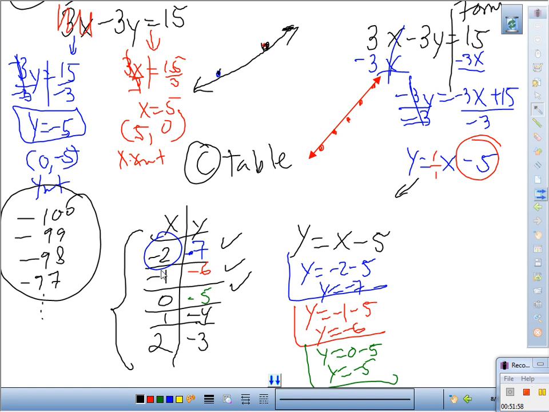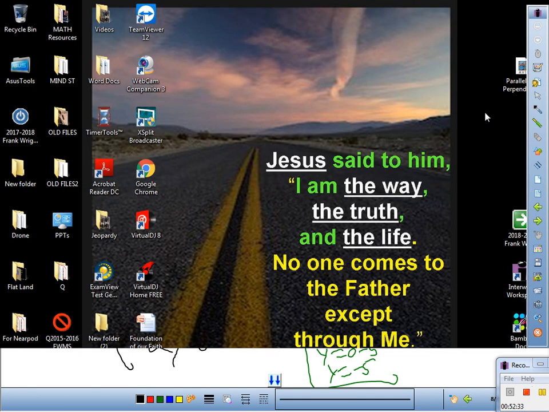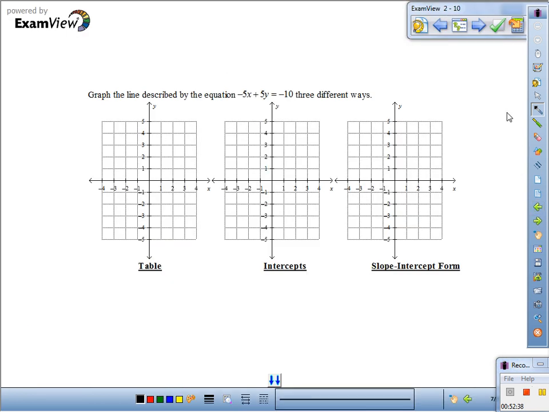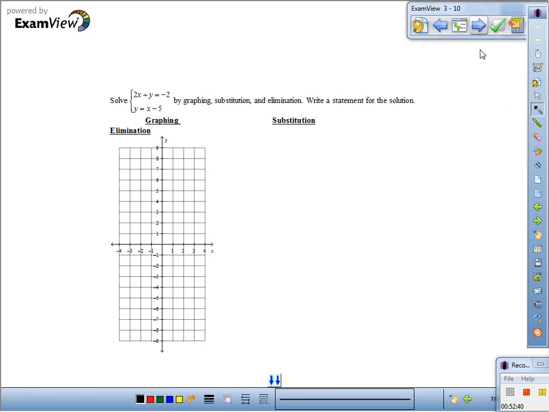Okay. Go to study guide number 3. Yeah, we finished with number 2 already. All right, here we go. It says, solve that system by graphing, substitution, and elimination. Let me do this really quick.